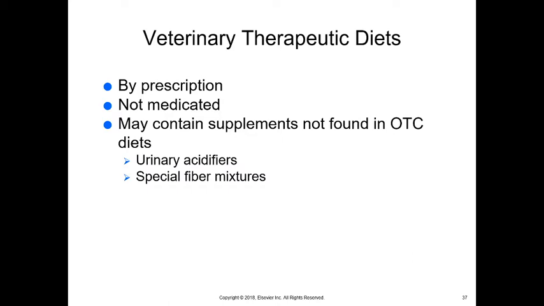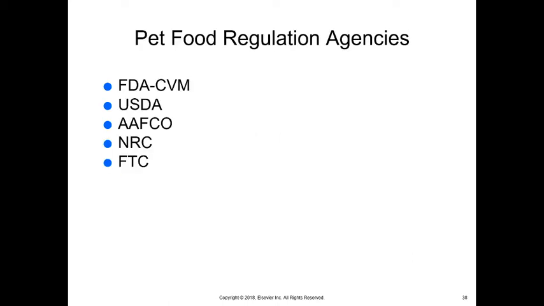Could be that the proteins are broken down into individual amino acids. We call this hydrolyzed proteins, so that the animal doesn't develop an allergy to the protein. Veterinary therapeutic diets can be more expensive, but the reason they're more expensive is that there's a lot more scientific research that goes into them, and the nutrients are much better product, and they're checked over much more frequently.